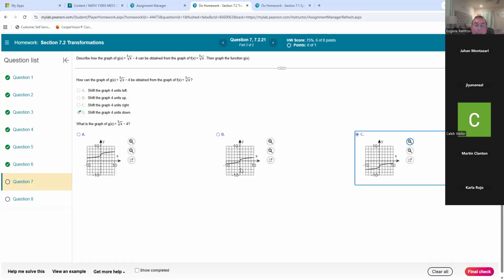So y'all, B is the basic graph for the cube root. B is the basic graph. I need one that goes down. If you look at A, it looks like that one went up. But y'all, if you look at C, that one actually looks like it went down. So we would put C on that one and do our final check.